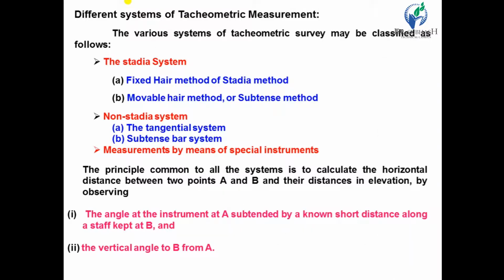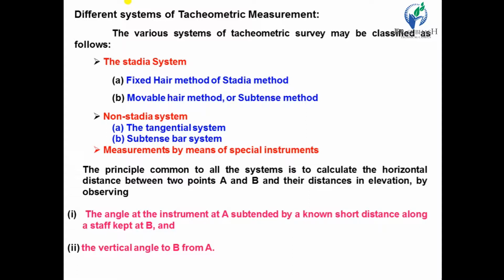Now we are moving to the different systems of tachyometry measurement. The various systems of tachyometry survey may be classified as follows. The Stadia system consists of two sub-methods: one is the fixed hair and another is the movable hair method. The fixed hair method is also called the Stadia method and the movable hair method is also called the subtense method.